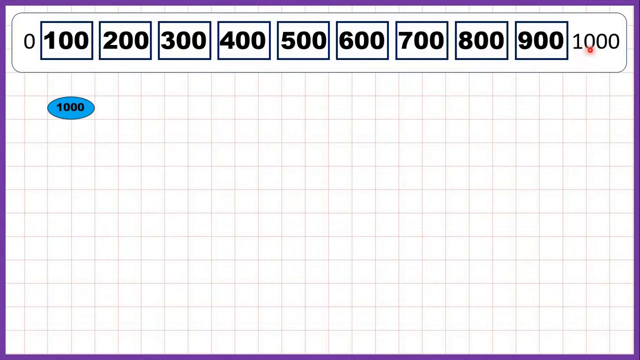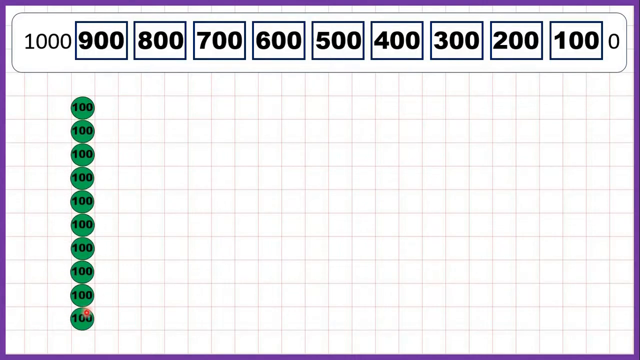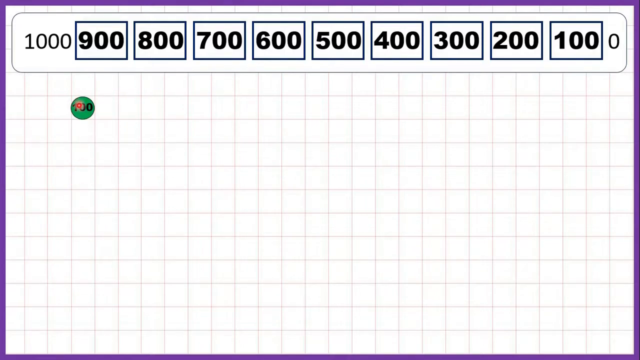So if we have 10 hundreds, that's the same as having 1,000. Or to count back, we can exchange our 1,000 counter for 10 hundreds, and then counting back in hundreds, we can take away 100 counter each time.